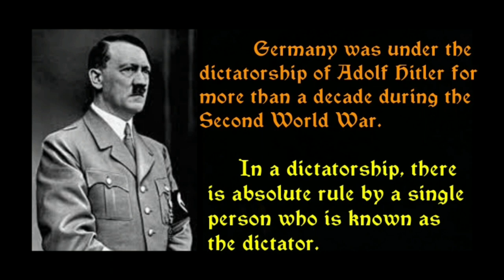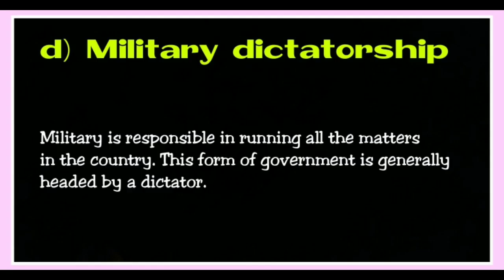For example, Adolf Hitler, and he controlled the whole of Germany during the Second World War. Number D. Military dictatorship. The military is responsible for running all the matters in the country. This form of government is generally headed by a dictator.